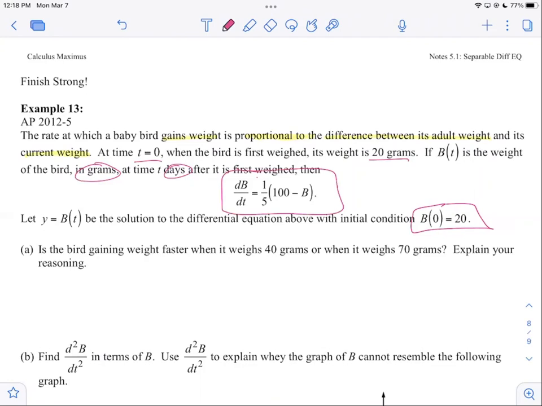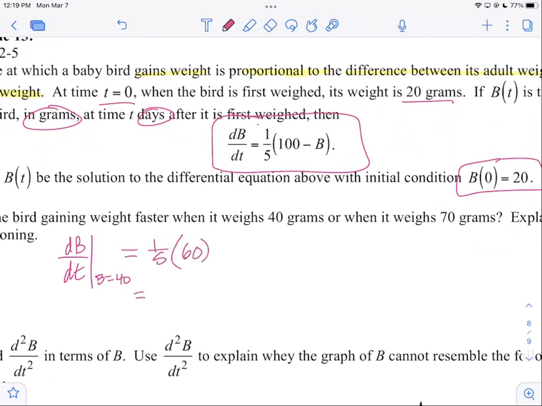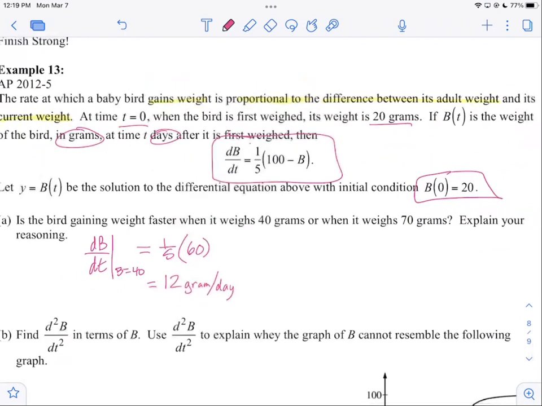And look at that. It's in terms of the bird's weight, which we're given. So here's what I would show. dB/dt at B equals 40 equals 1/5 of, I don't have to show 100 minus 40, I can do that in my head. That's 60. And then 60 divided by 5, that's 12. And now what are the units? Units of B over units of T. That's going to be grams per day. So in other words, when it's 40 grams, it's gaining 12 grams per day.